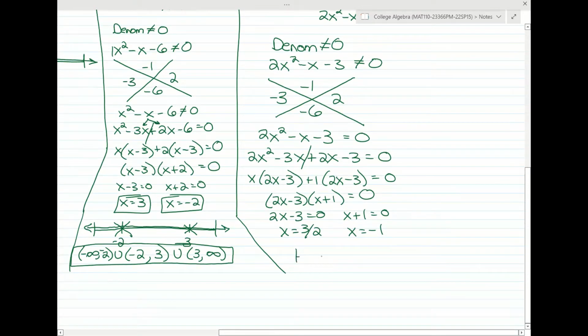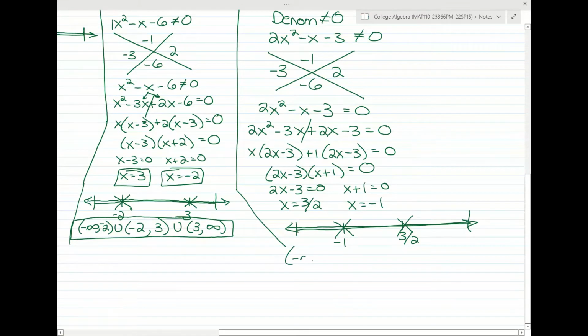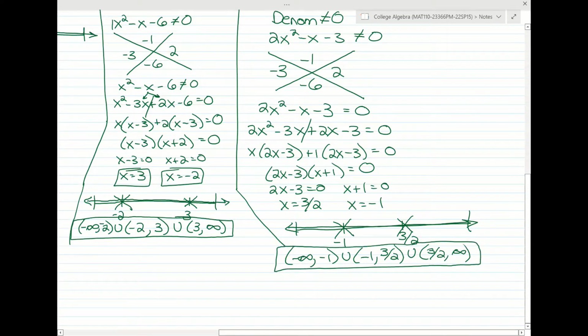Just to finish this up, we draw the number line with -1 and 3/2 on it. And we say that we could pick any number for the domain we want except -1 and 3/2. This would be the domain. Whenever you're combining 2 different regions, we use that union symbol. Just give me a second to get caught up, and then we'll do the next one.